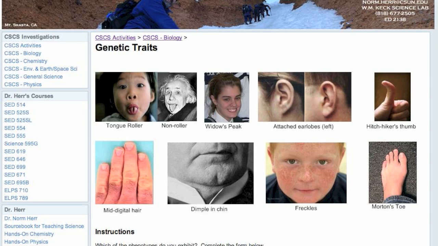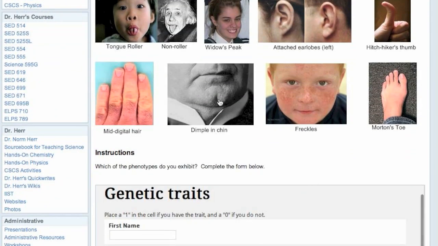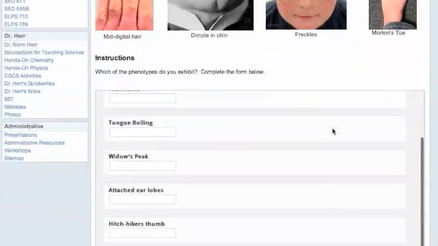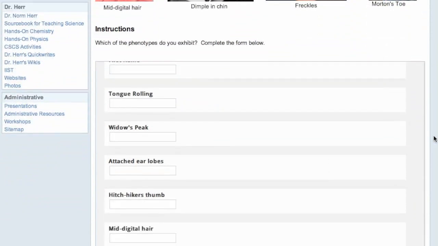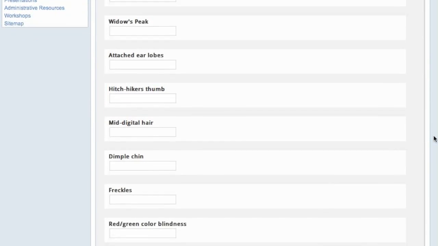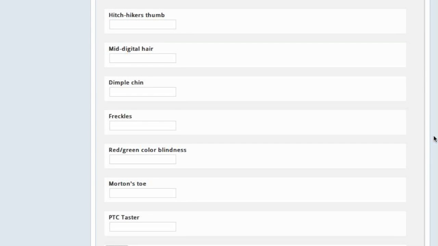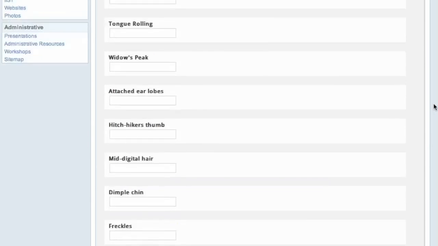This basically lists some common, easily observable traits. What the students are asked to do is to look at the diagrams and determine if they're a tongue roller, if they have widow's peak, attached earlobes, hitchhiker's thumb, etc. As they go through this, they are inputting a 1 if they have it, a 0 if they don't. So it's kind of a binary decision whether they have the trait or don't have the trait.